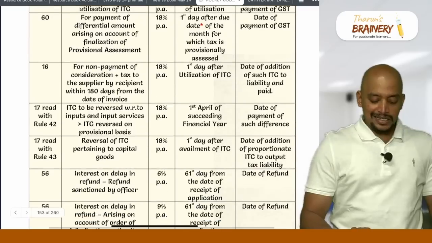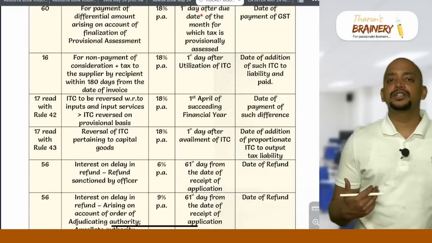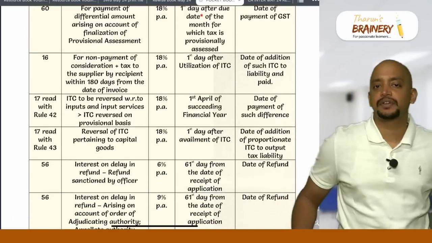Whereas section 16 is in case of non-payment of consideration to the supplier within 180 days from the date of invoice.